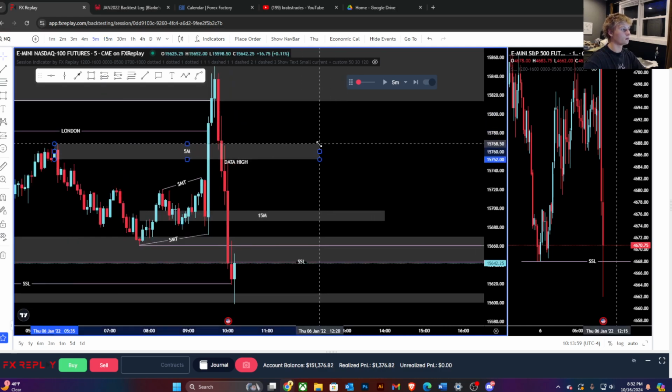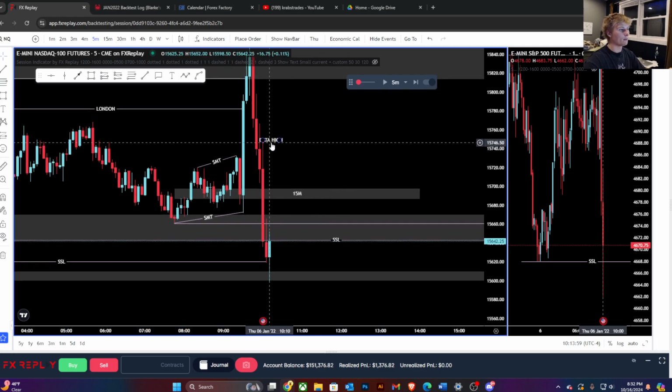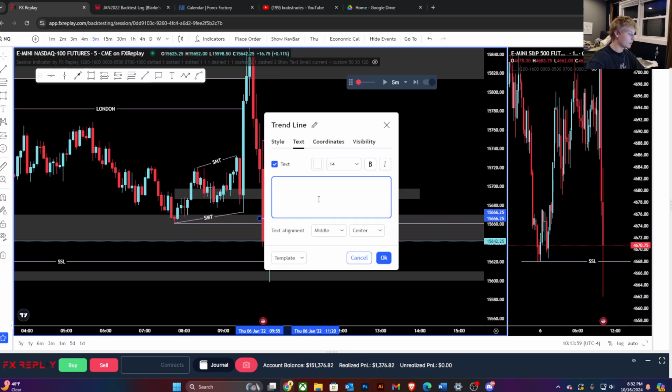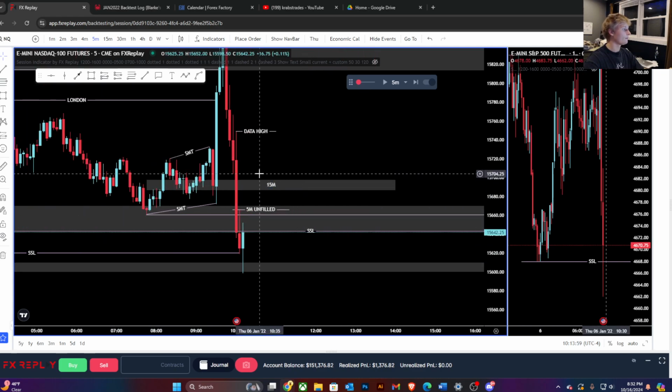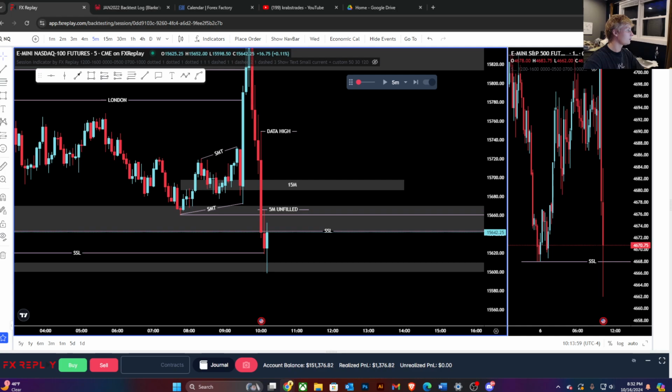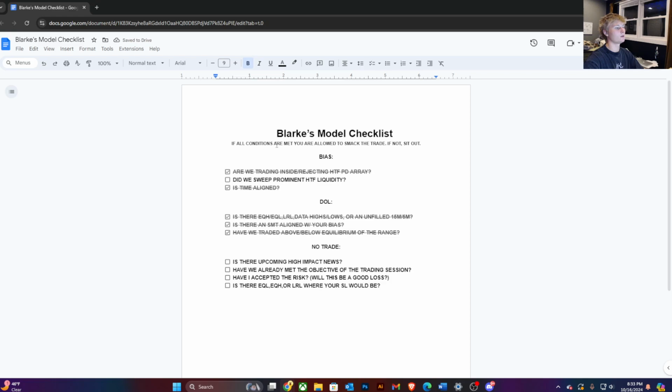Do have an unfilled 5-minute right here, and data highs. This does look pretty mechanical. 5-minute unfilled. Good sweep, delivery off hourly, in a discount. Above unfilled 5-minute, time is aligned. 10:15 a.m. Rejecting. Oh, and by the way, I'm just checking off this checklist here, which I'm using for this back testing. There's no news.